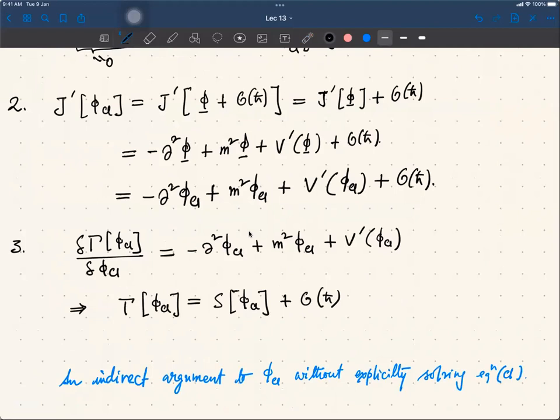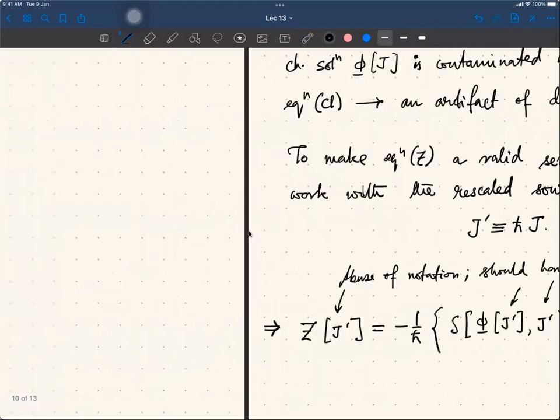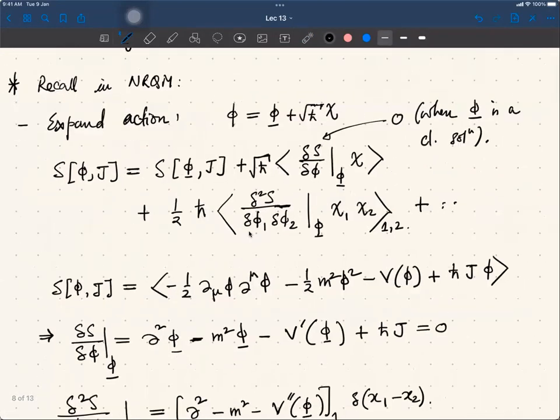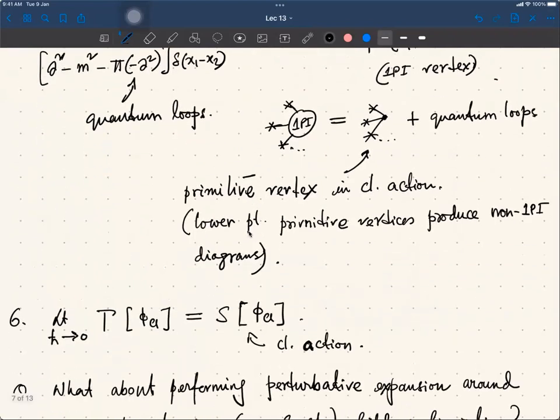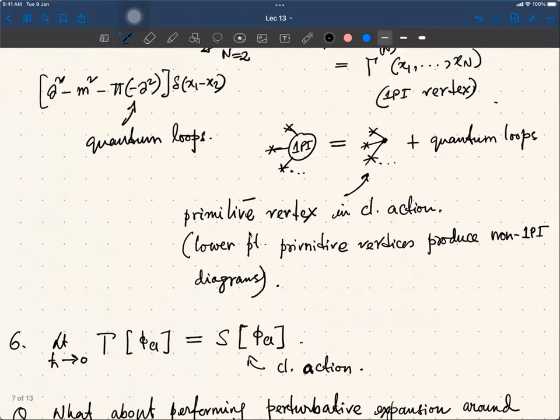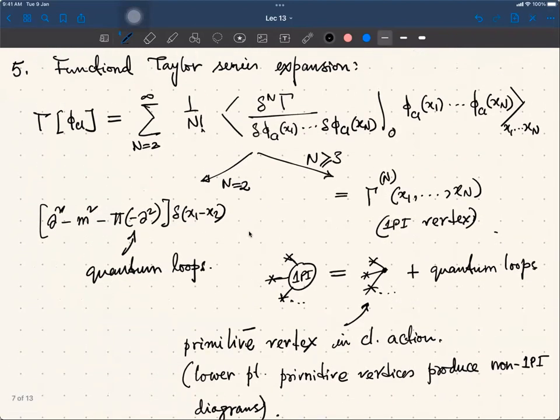So this is a semi-classical analysis, but around an arbitrary classical solution. This is more general. Earlier, in the previous part, we gave an argument that in the H bar going to 0 limit, gamma phi CL is the same as S phi CL. But that argument was given using Feynman diagram techniques and calculation of the generating function in perturbation theory.